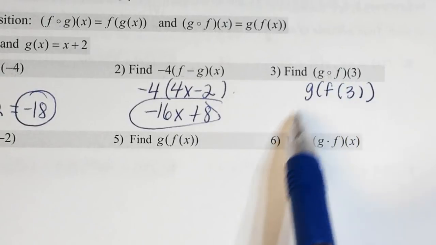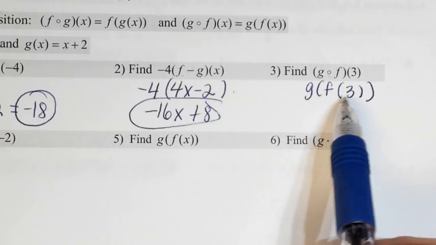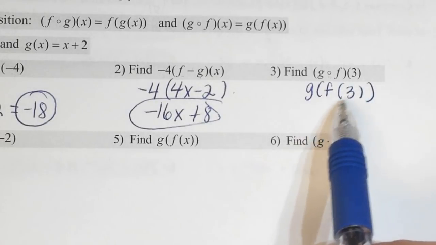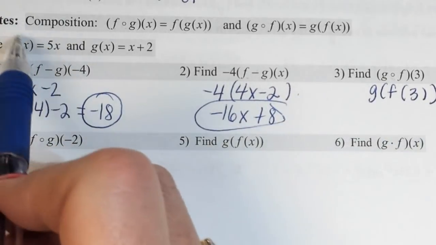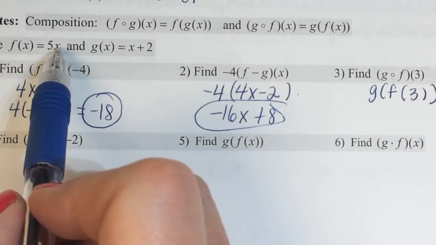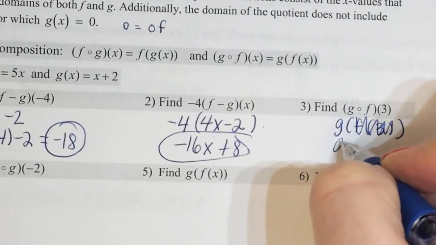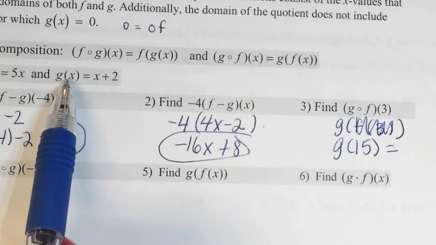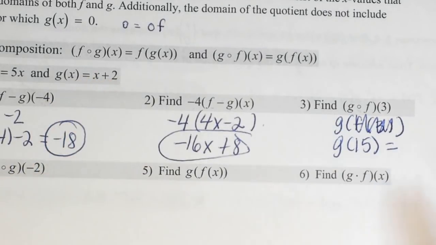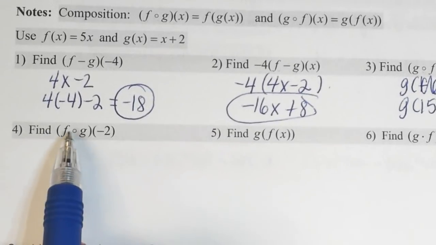Open dot means the same as this. Where do I plug in first, for g or f? f. Always work your way from the inside out. So plug 3 into the f function. What do you get? 15. So this answer is 15. So now I have to do g of 15. So I look at my g function, and wherever I see x, I put in 15. What's the answer? 17. Good. You guys try this one on your own now.